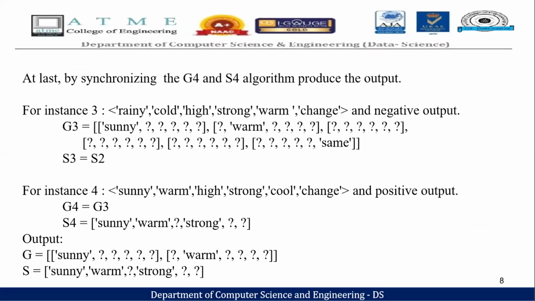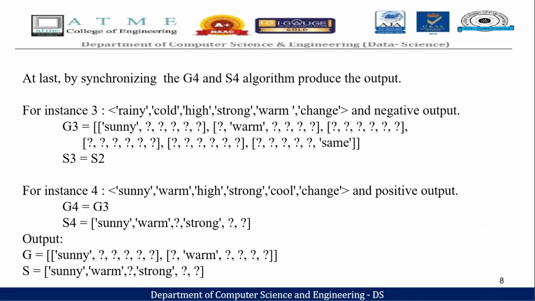Coming to this general hypothesis, you observe in G3 that we have changed those values to specific. When you get a negative output, there is no need to change the specific hypothesis. It has to be S2 only. That's why you are equating S3 to S2. Coming to instance 4, again you have got a positive output. There you should again check with the specific hypothesis, and general is equated to G3.